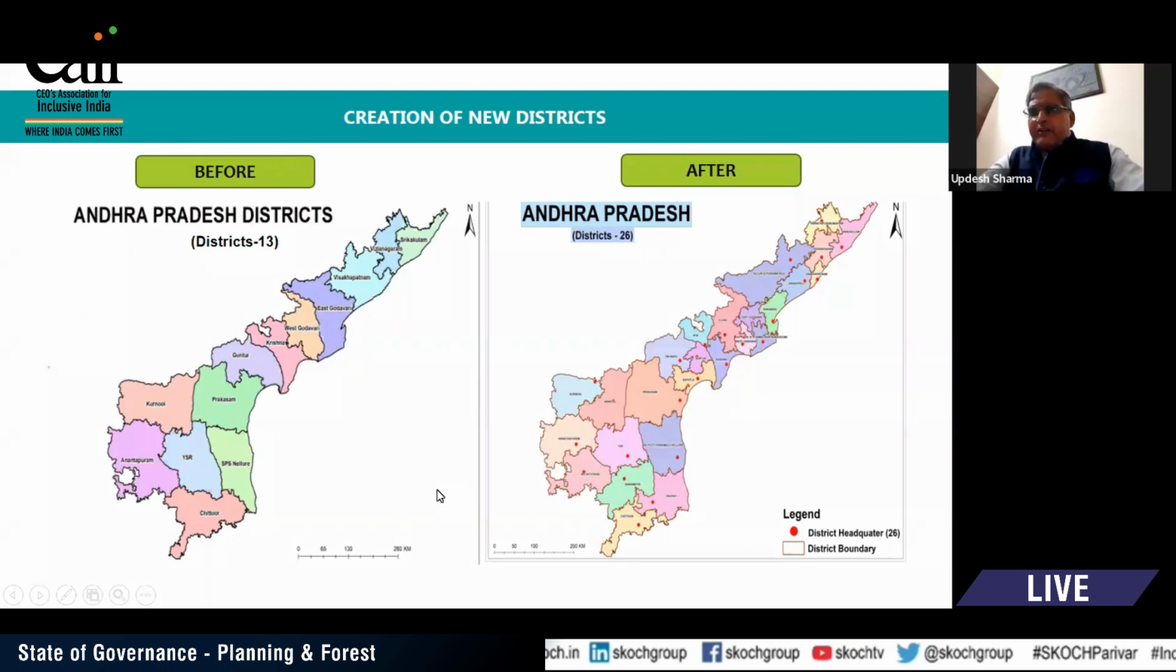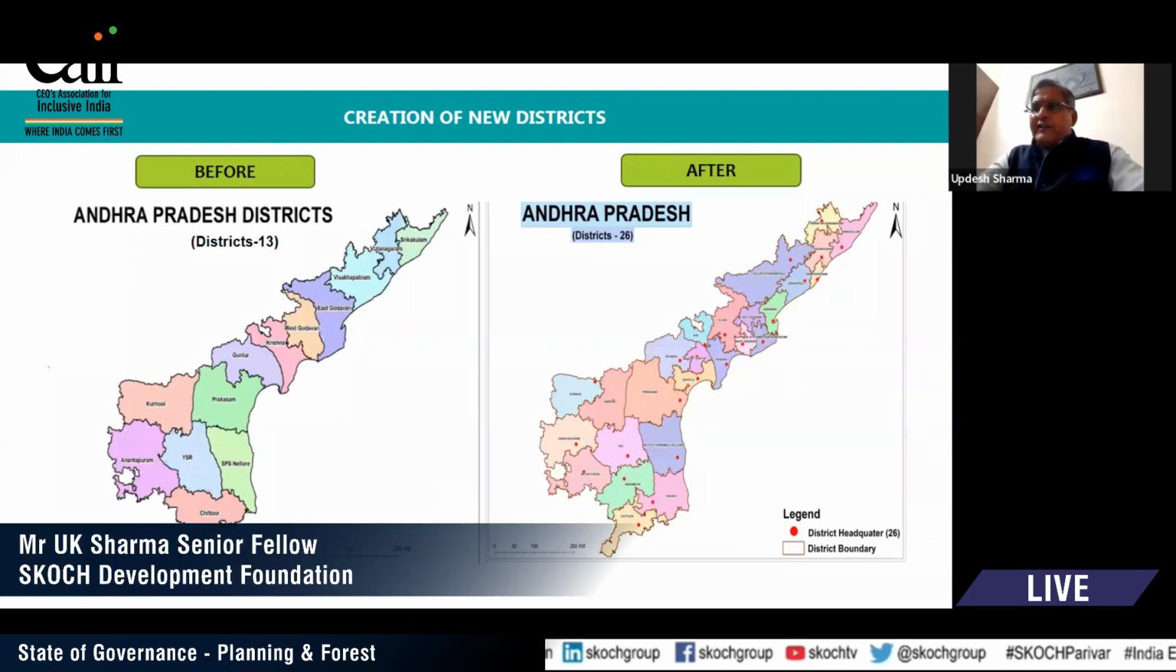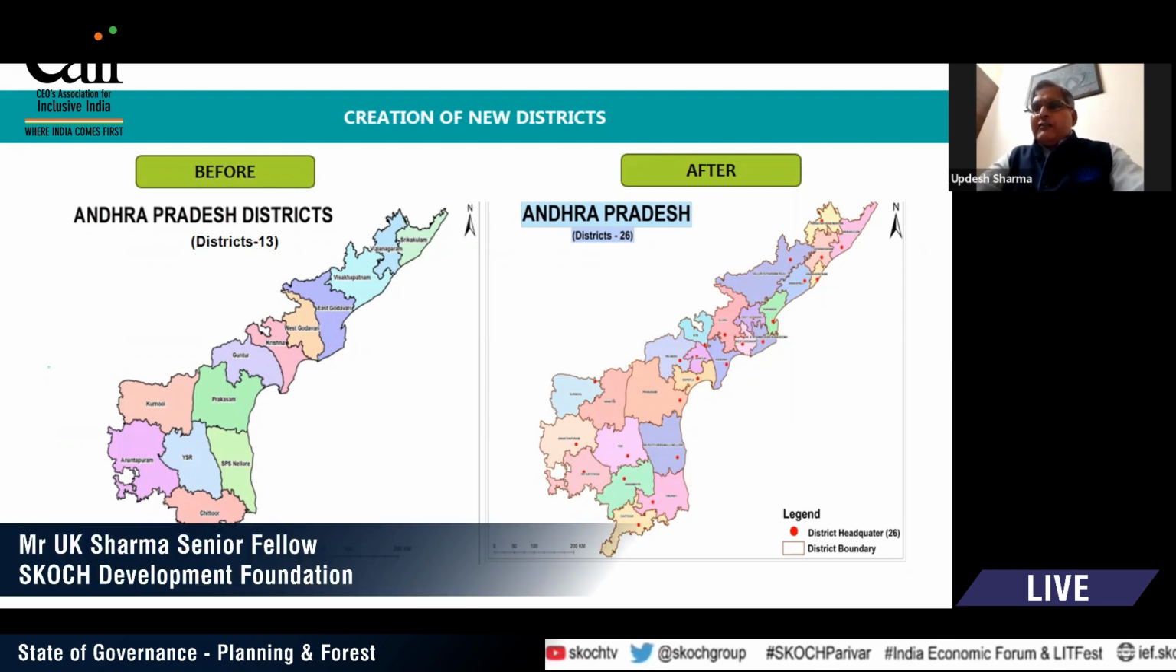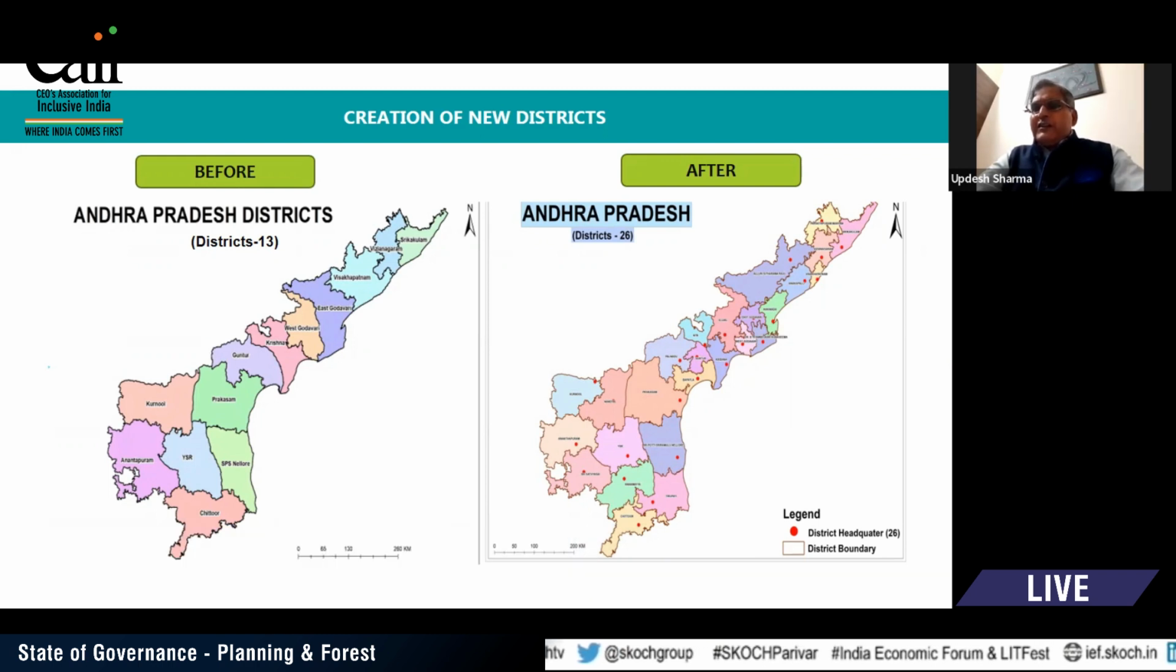Thank you, sir. Very good exercise of creating smaller districts to better take care of their development agenda. In fact, it will go a long way in implementing the development agenda, particularly the education, health, and implementation of SDG parameters. I think it is a very good step. And now with 26 districts, the entire population is well covered. Thank you very much, sir.